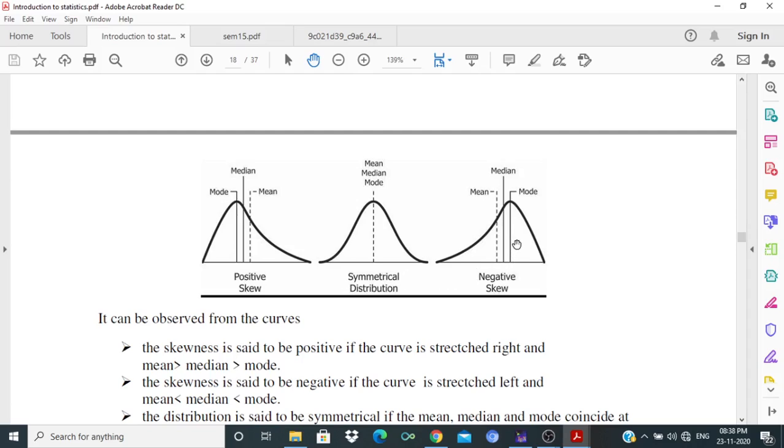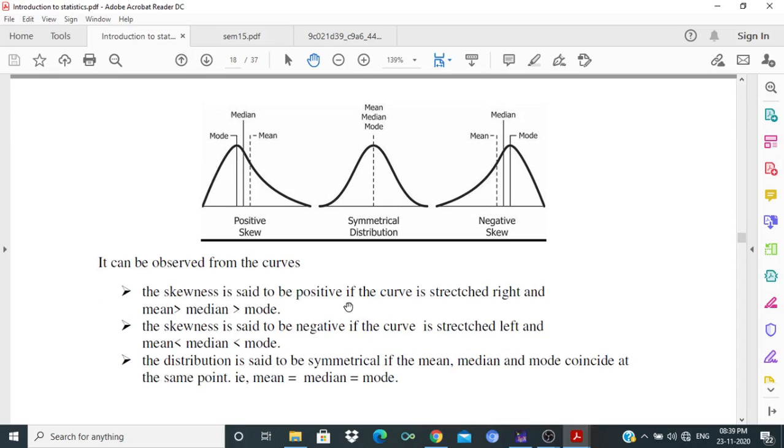Whereas in the second example, the mode is at the end. So mode is here. If mode is greater than mean, then that type of frequency distribution is called a negatively skewed distribution. Skewness is negative for a negatively skewed distribution. Okay. Skewness is said to be positive if the curve is stretched right. This curve is stretched right. If it is stretched left, then that type of curve is called negatively skewed.